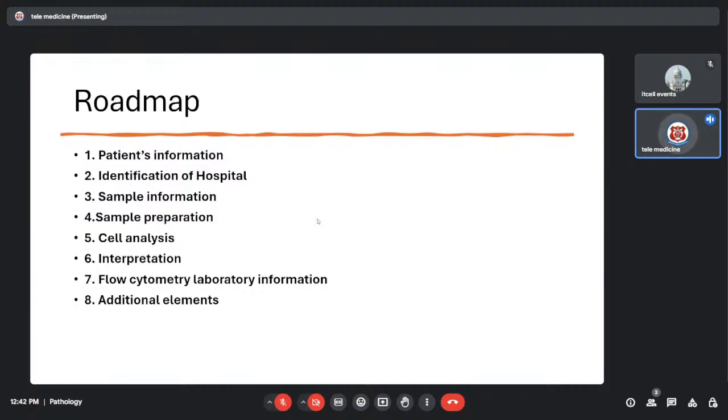These will be under 8 heads: patient information, identification of the hospital, जहाँ से आपका sample आया, sample information, sample preparation, cell analysis, interpretation, flow cytometry, laboratory information, and lastly, any additional therapy.